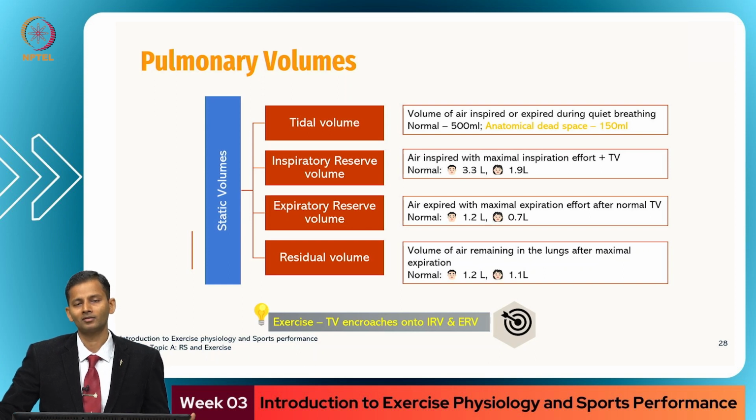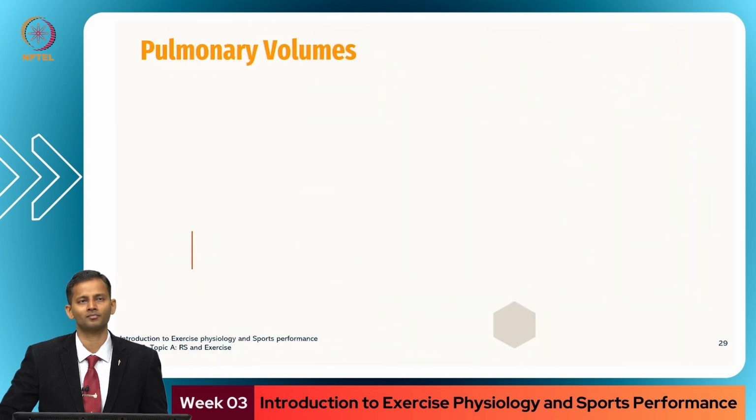During exercise, the normal breathing, that is the tidal volume, has to increase, right, because of the increase in demand. So this tidal volume encroaches onto either the inspiratory reserve volume or the expiratory reserve volume to cater for the oxygen need during exercise.